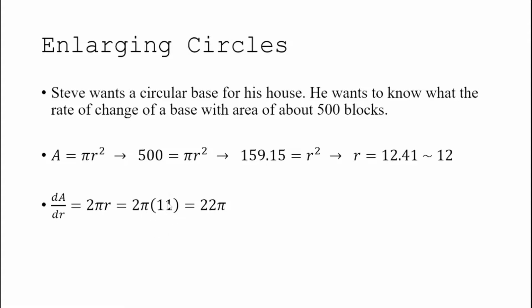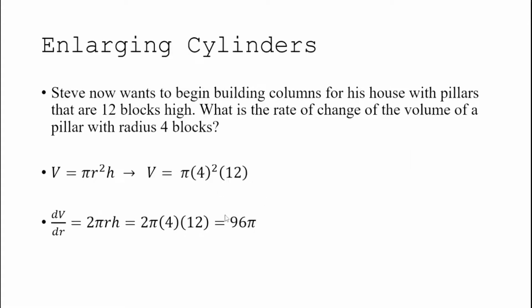So then we take the derivative of the area with respect to the radius, and that is 2 pi r. Then we substitute the radius of 11, and we get 22 pi. Okay. And so let's move on.